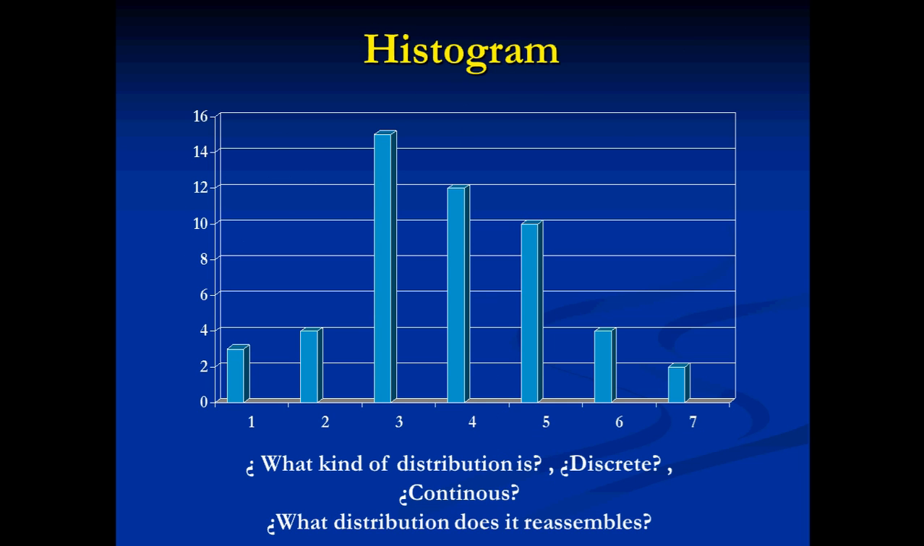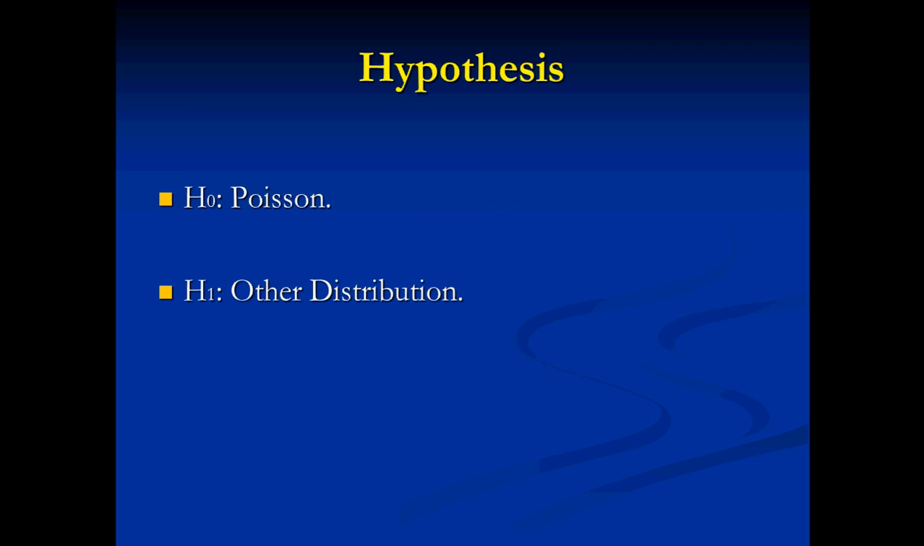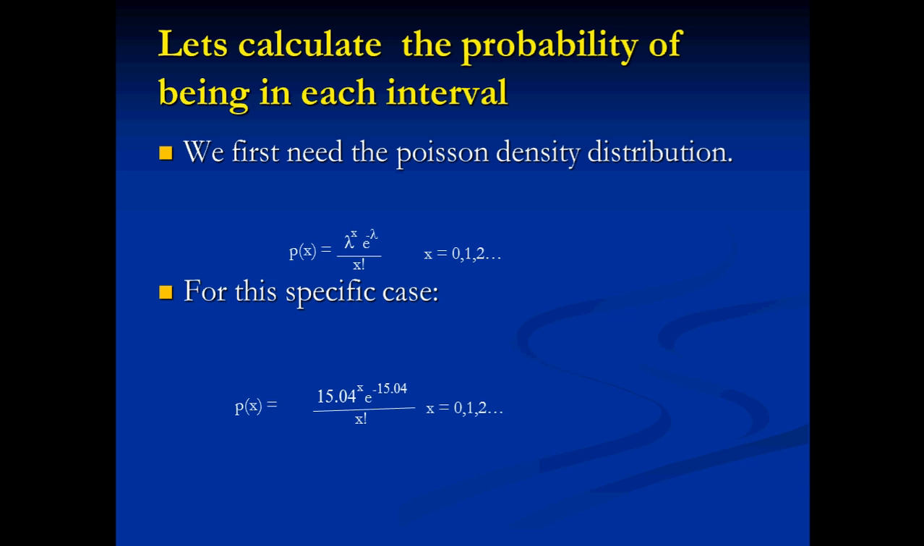We see the picture, and we ask ourselves what kind of distribution it is. Is it discrete? Is it continuous? What distribution does it resemble? What does it look like? We establish a hypothesis. In this case, we are going to establish that the set of data of the variable represents a Poisson distribution, and we are going to find out if this is a correct hypothesis.